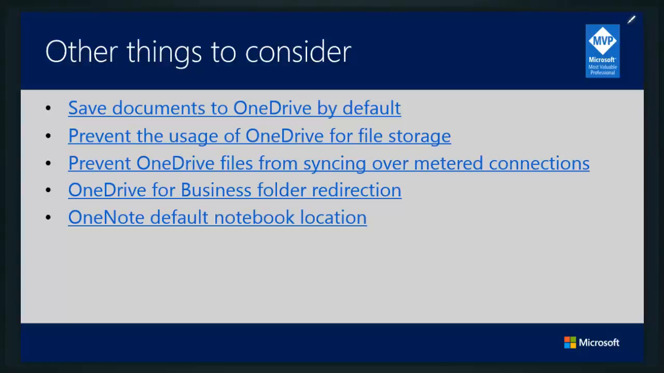You can also prevent OneDrive from syncing over metered connections. That's a Windows 8.1 feature, but again, since the Surface is running those OSs right now, that's something you may want to consider. OneDrive for Business folder redirection, that can be powerful. And the OneNote default notebook location. I know some people like to have their notebooks locally or on a shared drive somewhere else in their organization. Something to look at.